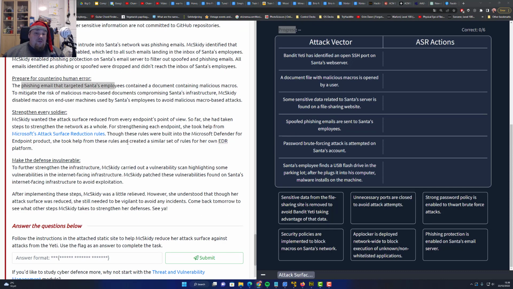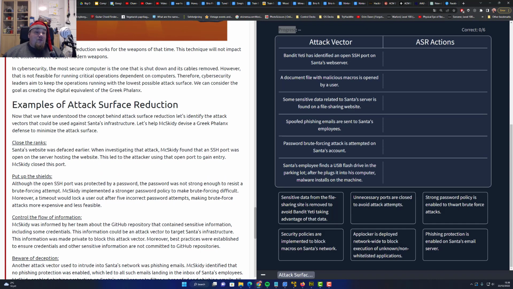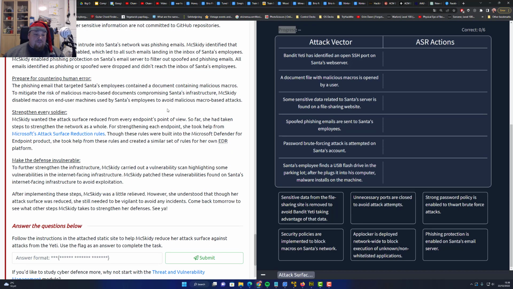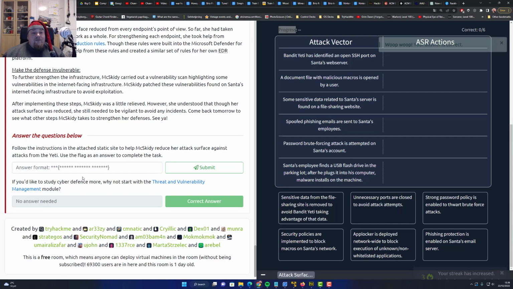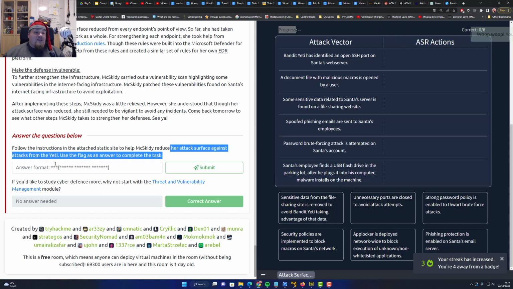Strengthen every soldier means, in most occasions, courses and training for every person. Make the defense invulnerable: first strengthen infrastructure, highlight some vulnerabilities, and patch the vulnerabilities. Yes, these are the things usually called hardware hardening or software hardening. Now we're going to go ahead and find the flag. Follow the instructions in the attached static site, so help Mosquito reduce her attack surface against the Yeti. Use the flag as an answer to complete the task.